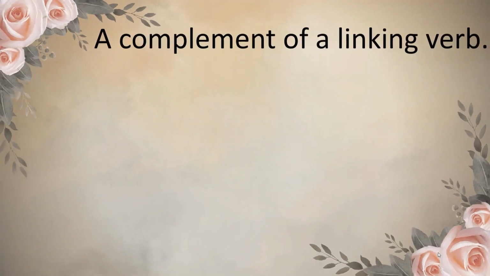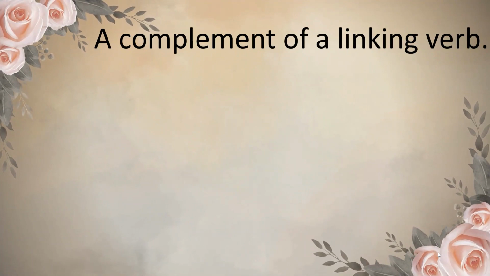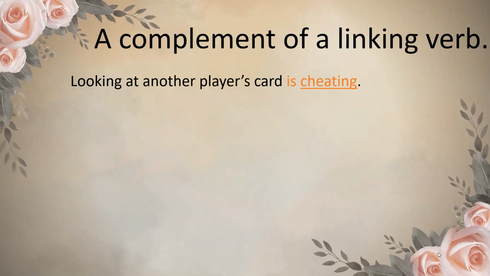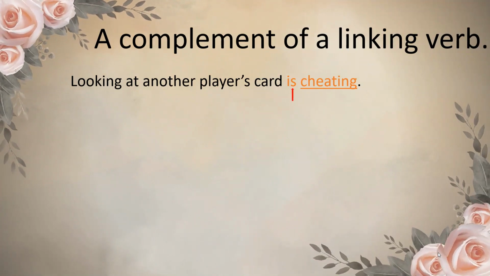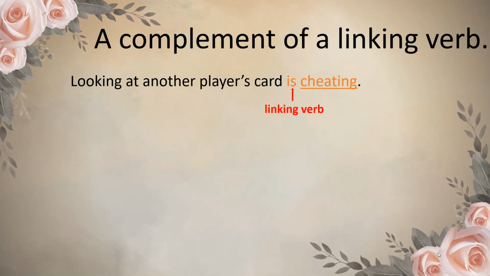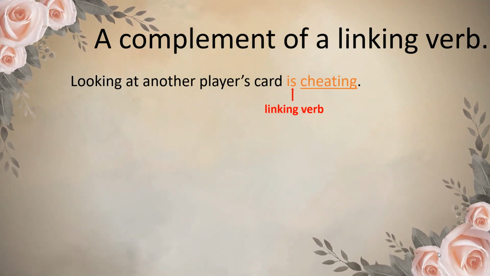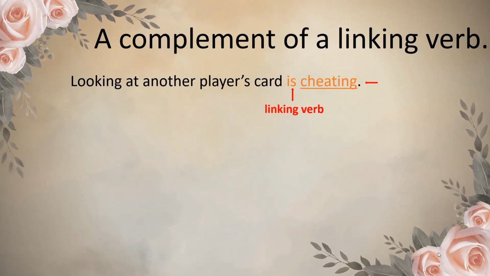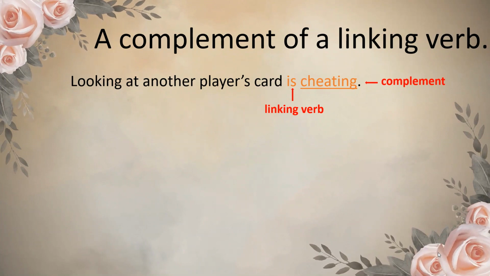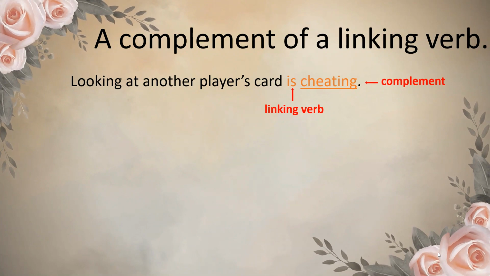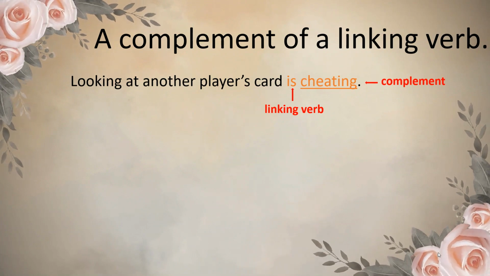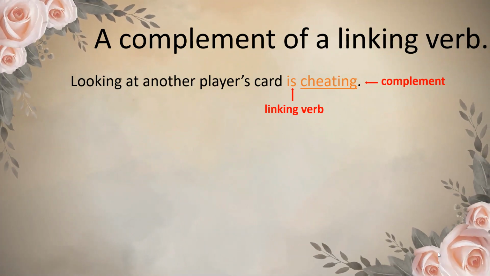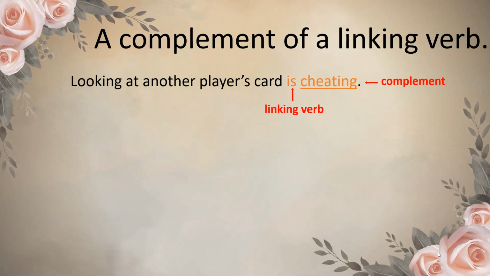It can also be used as a complement of a linking verb. For example, looking at another player's card is cheating. So, is here is a linking verb. In other words, it is the main verb of the sentence. Cheating is the complement of the sentence, or the complement of the linking verb. So when you say looking at another player's card is, you need a complement here, is cheating.